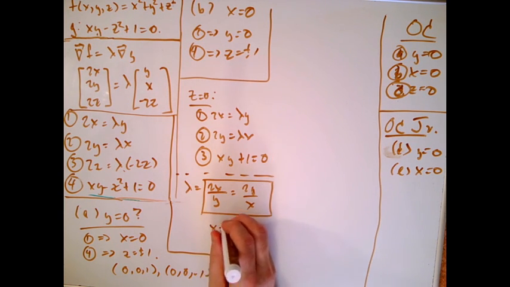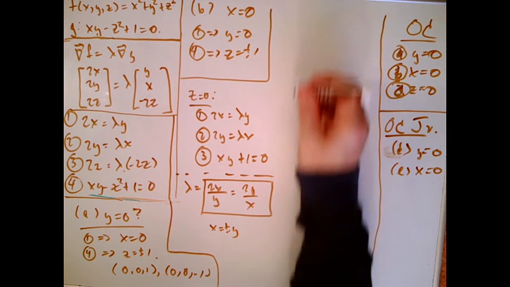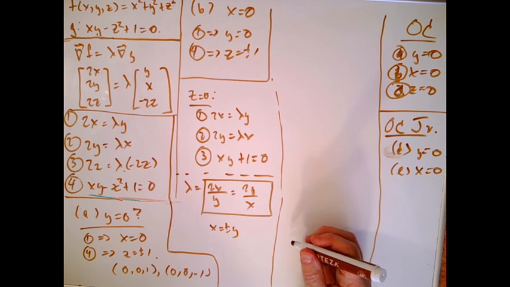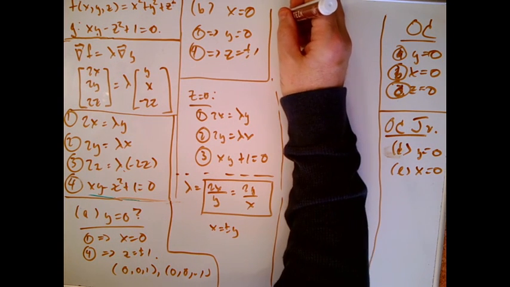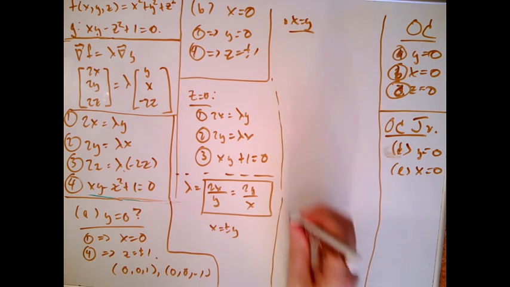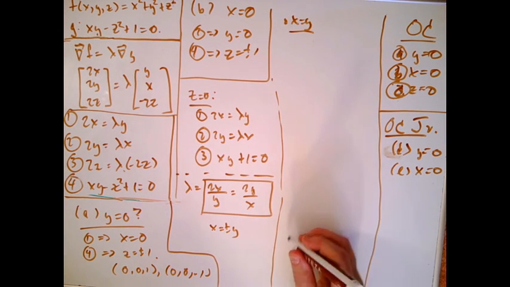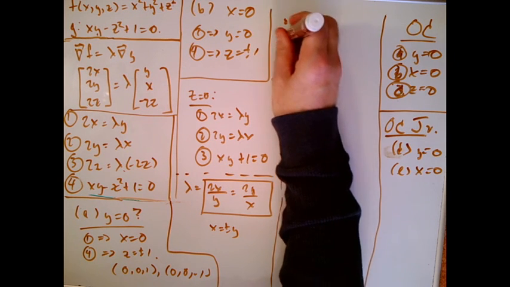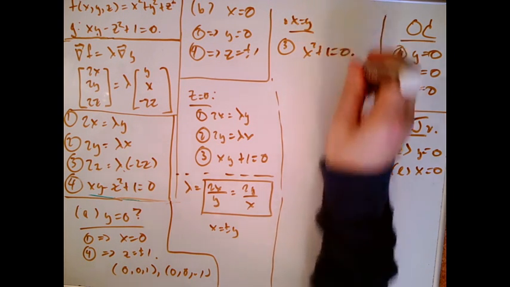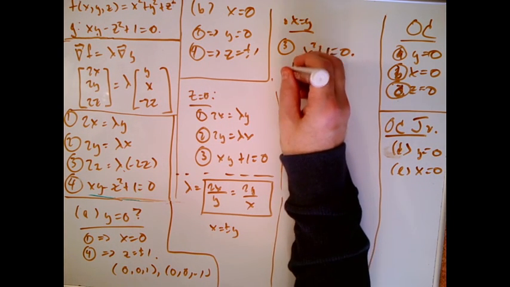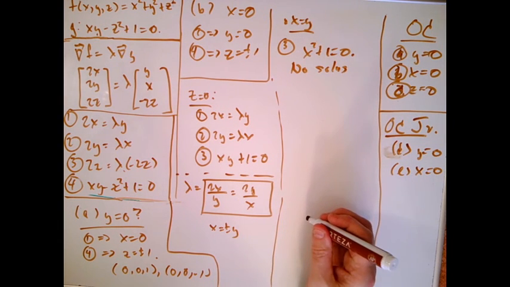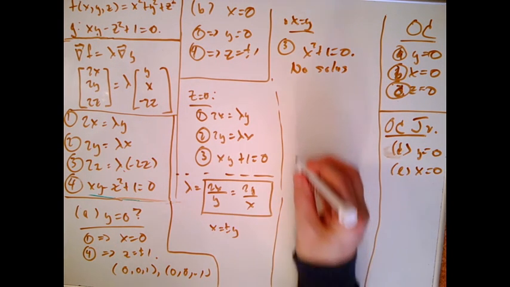We're going to wind up with x equals plus or minus y, which before led to some contradictions. What happens here if, for example, x equals y? If x equals y here, I'm going to look at equation 3 now, and I'm going to get x squared plus 1 equals 0. Well, that has no solutions. I didn't get any contradictions here, but I did get no solutions. All right, what happens if x equals minus y?